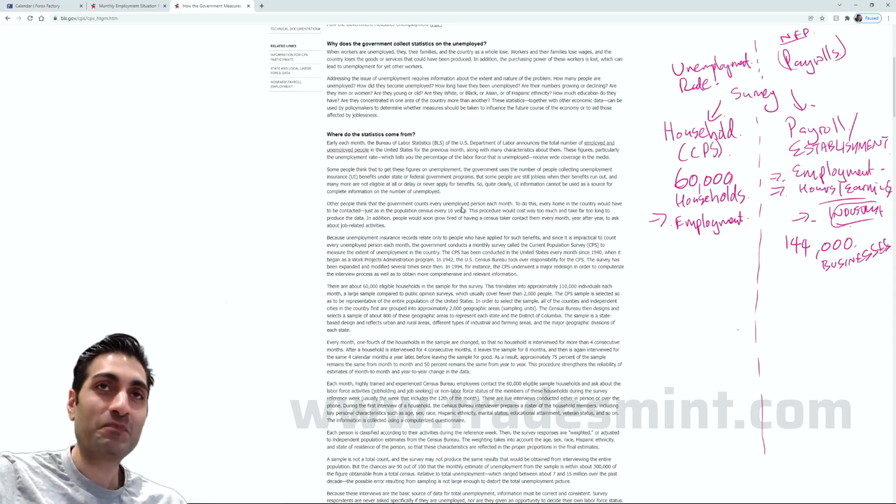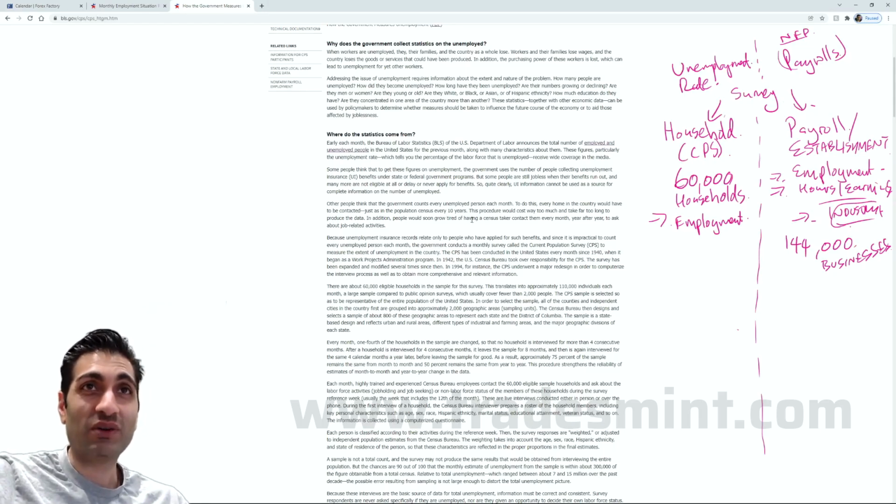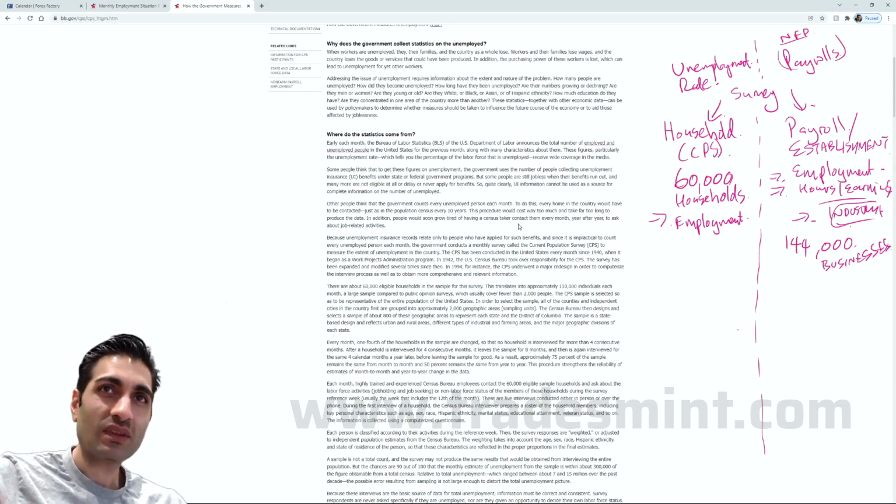Other people think that the government counts every unemployed person each month. To do this, every household in the country would have to be contacted, just as they are in the population census every 10 years. They'd have to do this every month, right? This procedure would cost way too much and take far too long. People would soon grow tired of having a census taker contact them every month. Imagine millions of households, how expensive it would be for them every month to ask about job-related activities. So there's various reasons, obviously that's the main one, why they only contact a sample, 60,000.